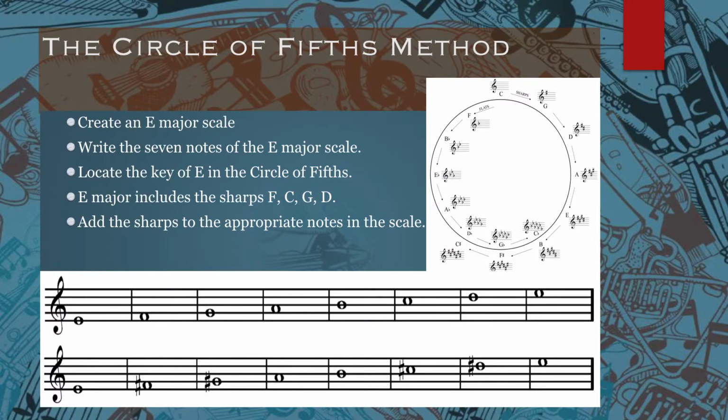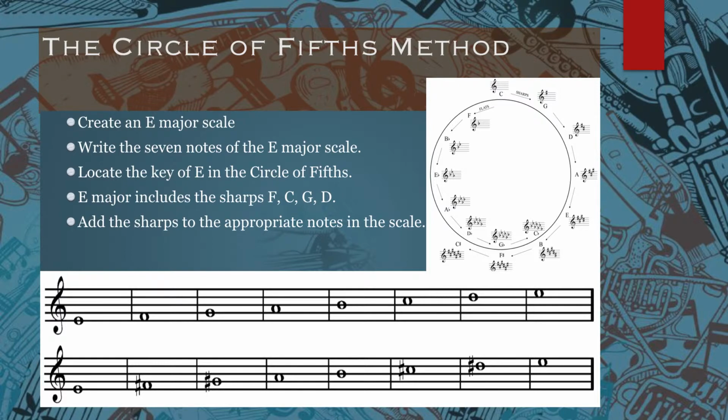So the first method you can use is the circle of fifths method. To create an E major scale, just write the 7 notes of the E major scale, just like you did with the church modes. You start on E and you write 7 consecutive pitches, so E, F, G, A, B, C, D.